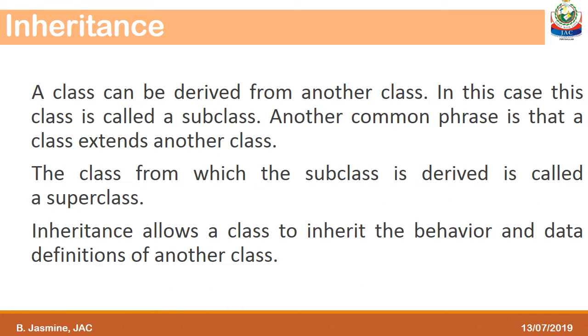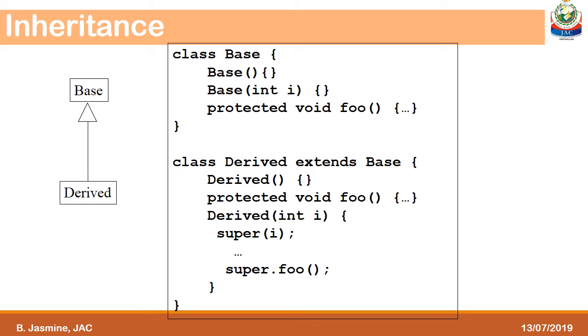Inheritance. A class can be derived from another class. In this case, this class is called a subclass. Another common phrase is that a class extends another class. So the class from which the subclass is derived is called a superclass. Inheritance allows a class to inherit the behavior and data definitions of another class.